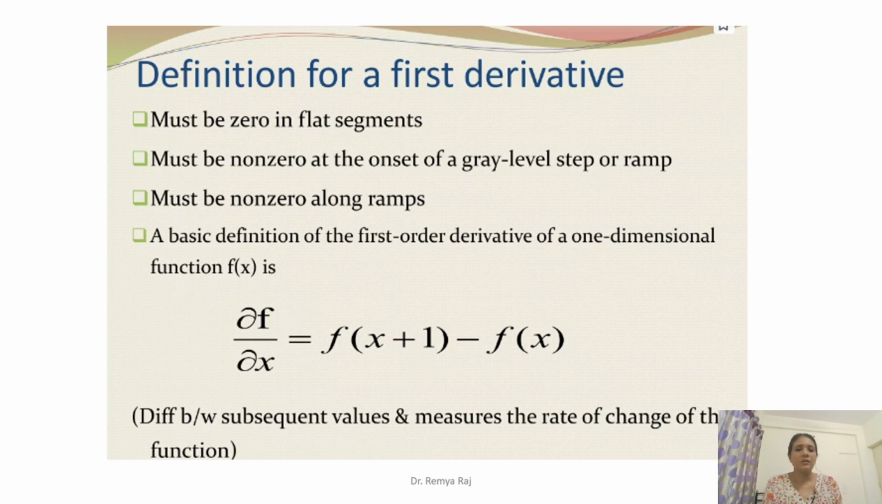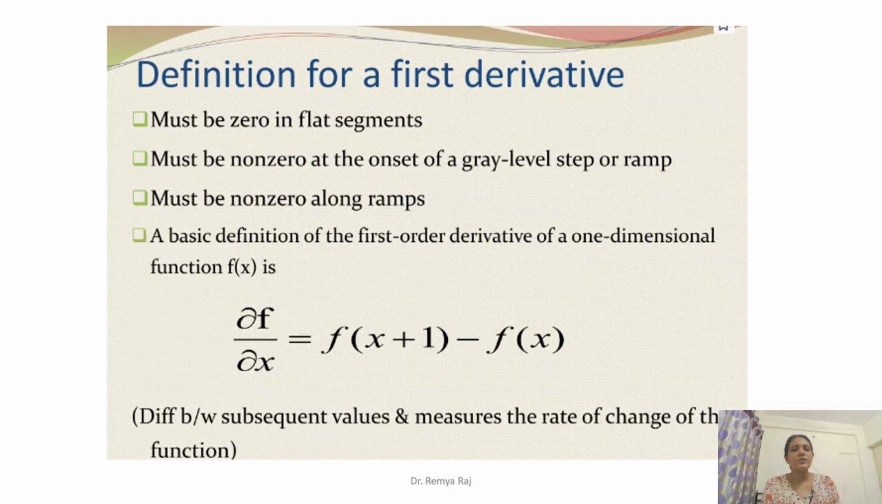So basically the sharpening filters are nothing but the derivative filters. We'll be seeing in this lecture the first order derivative filter, the second order derivative filter, and the Laplacian filters. The first order derivative must be zero in the flat segments, and must be non-zero at the onset of a gray level step or ramp. That means wherever sudden transitions happen in the intensity level or the pixel, it should show non-zero values. Wherever the intensities are flat or continuous, it should show a zero value.